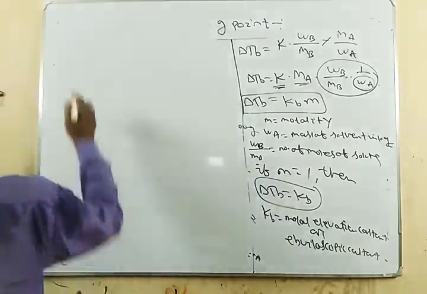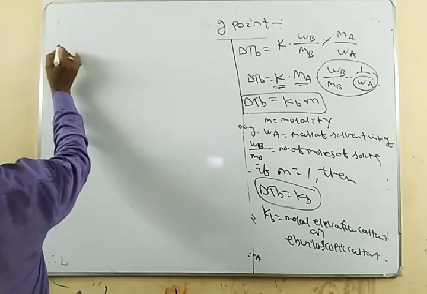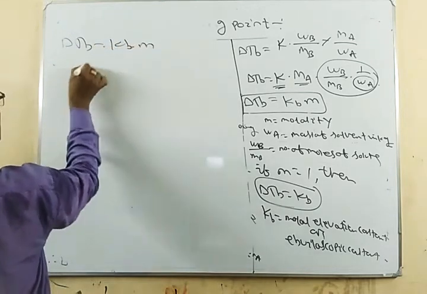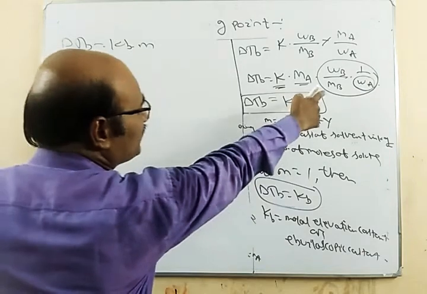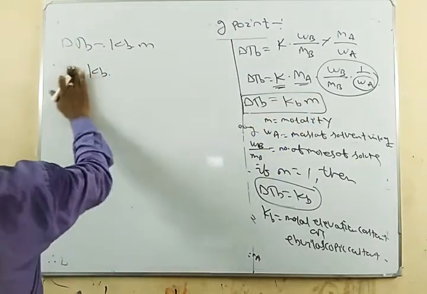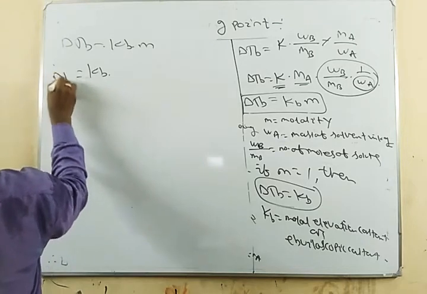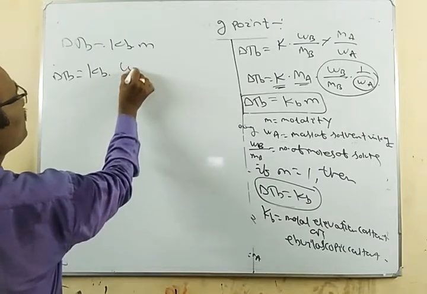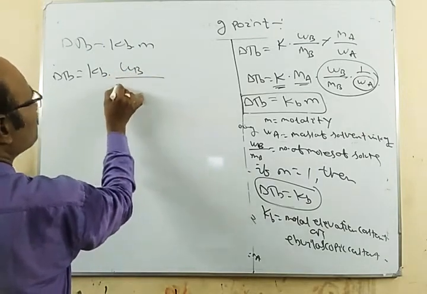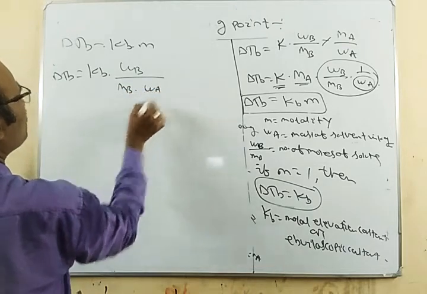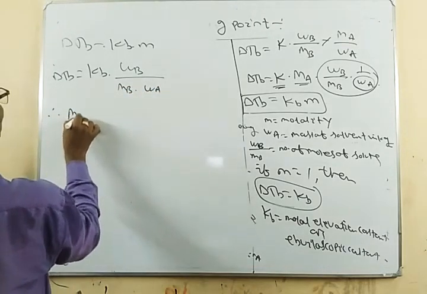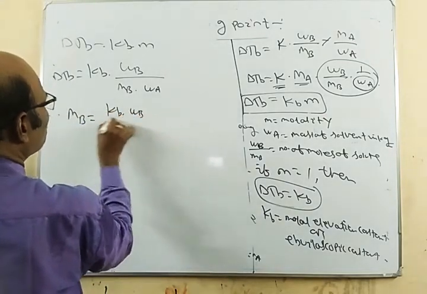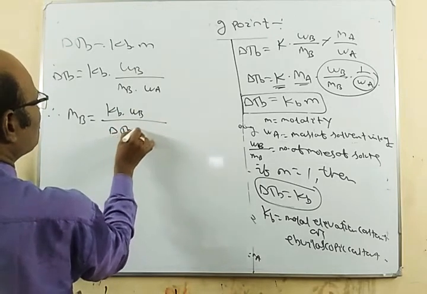Okay. Now for the determination of molecular mass, see delta TB equals Kb into m, or I can write Kb into, the formula is already there, WB by MB into WA. Therefore MB is equal to Kb into WB divided by delta TB into WA.